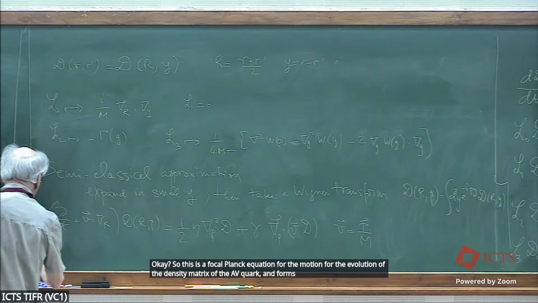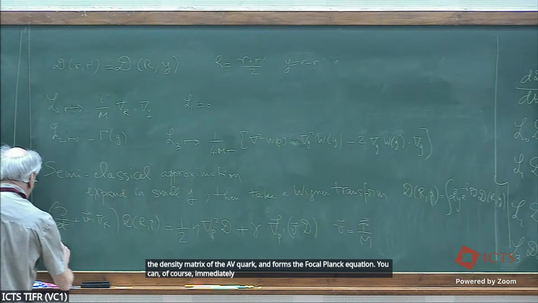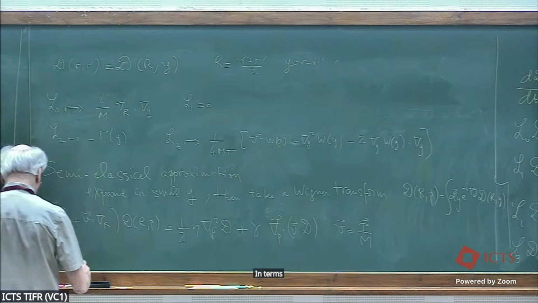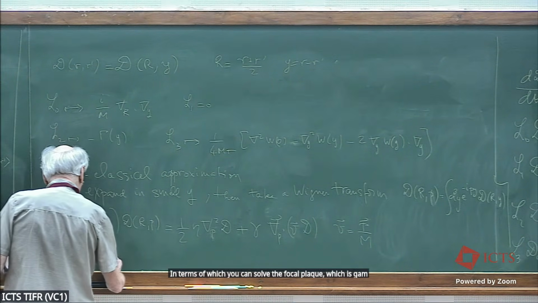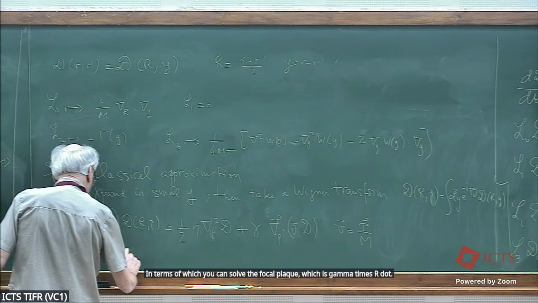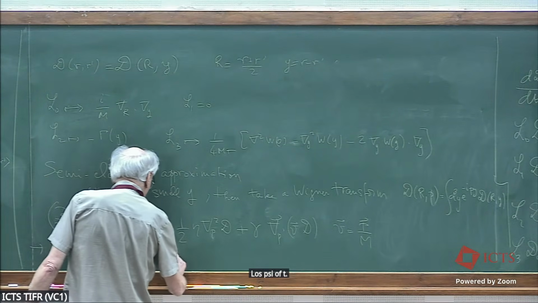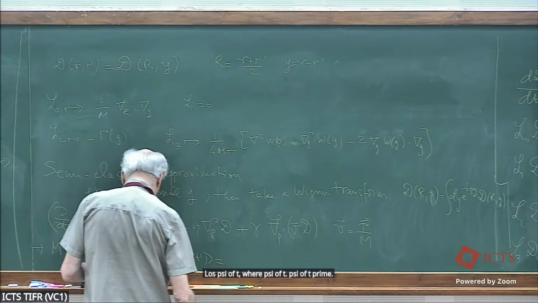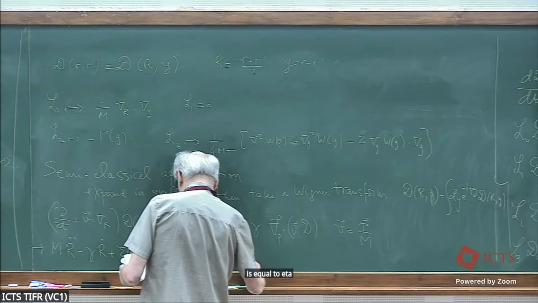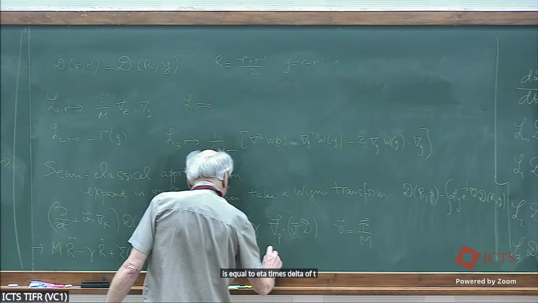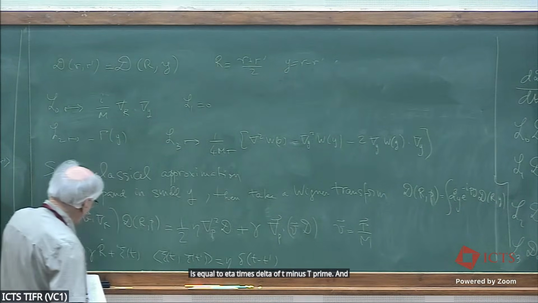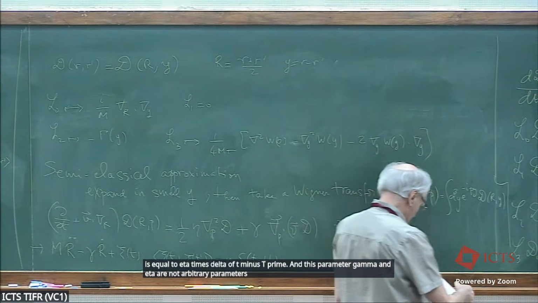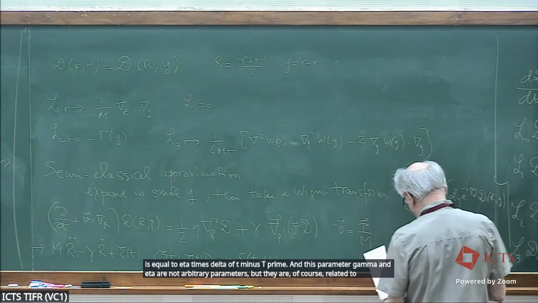And from the Fokker-Planck equation, you can, of course, immediately write the corresponding Langevin equation, in terms of which you can solve the Fokker-Planck, which is gamma times r dot plus psi of t, where the correlator of psi of t and psi of t prime is equal to eta times delta of t minus t prime. And these parameters gamma and eta are not arbitrary parameters, but they are, of course, related to the W.